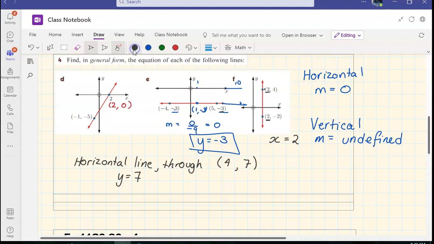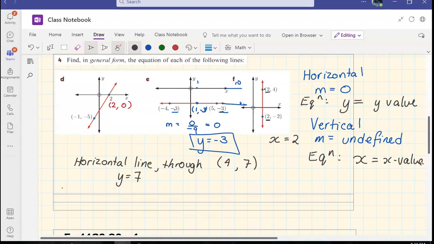Okay? So, horizontal line, m equals 0, the equation will always be y equals the value of whatever the y component is. And the equation for a vertical line will always be x equals the x component. Make sense? So y equals the y value, x equals the x value. So if you got stuck on those, carry on.